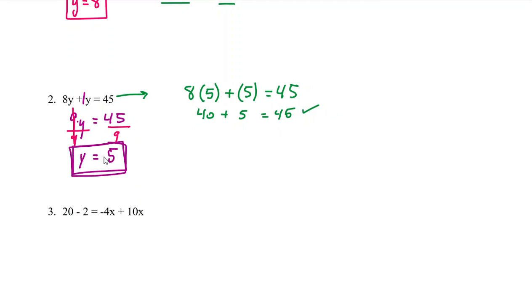Let's do the next one. Number 3, 20 minus 2 equals negative 4x plus 10x. Well, I can do 20 minus 2, and that's the real first step, is to simplify. But we only simplify each side, so the left side of the equal sign and the right side of the equal sign. And notice there's this equal sign there, and we can't simplify over the equal sign. We can't put the 20 and 10x together because they're on opposite sides of the equal sign. Okay, so 20 minus 2 is 18.